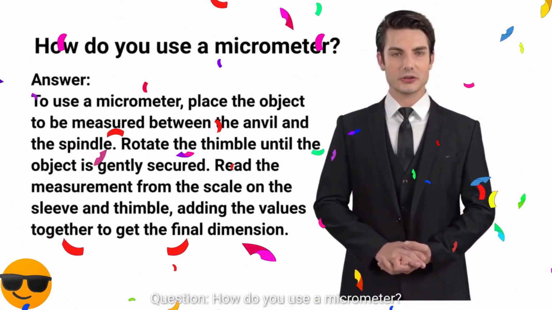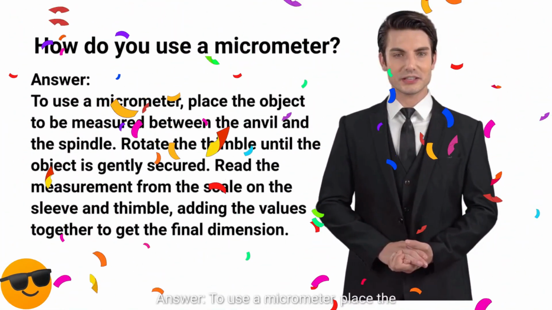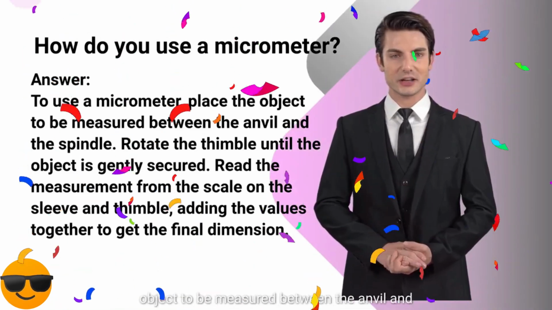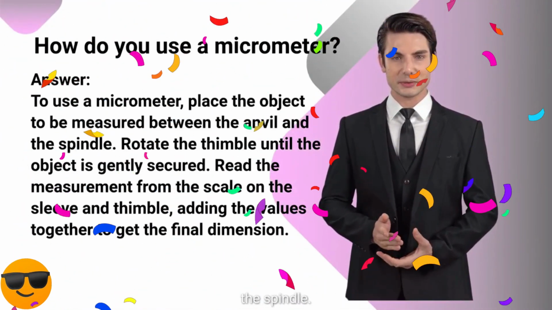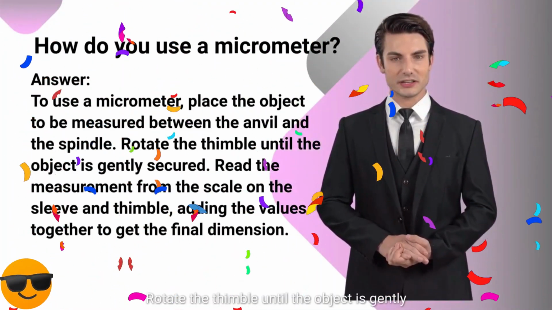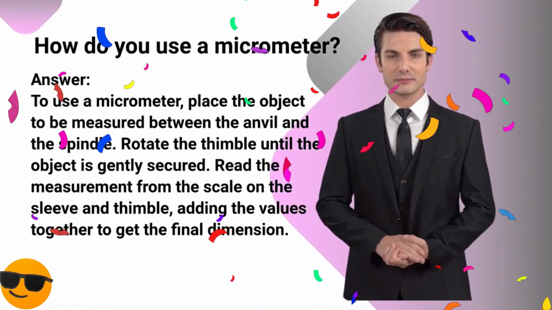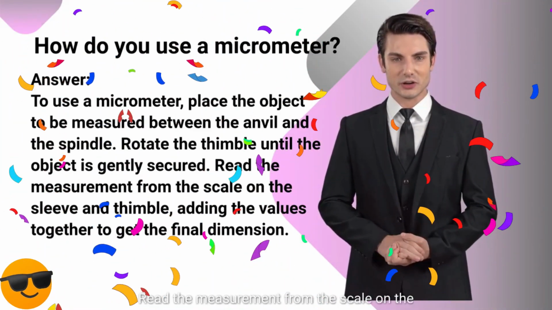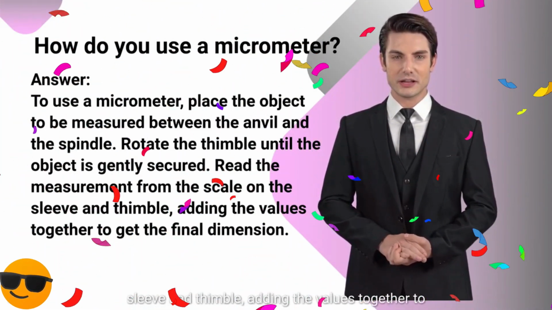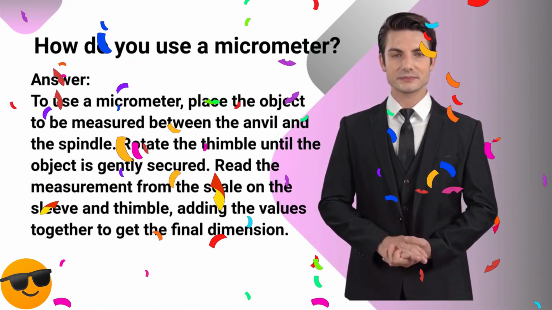Question: how do you use a micrometer? Answer: to use a micrometer, place the object to be measured between the anvil and the spindle. Rotate the thimble until the object is gently secured. Read the measurement from the scale on the sleeve and thimble, adding the values together to get the final dimension.